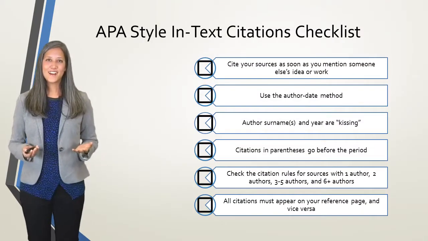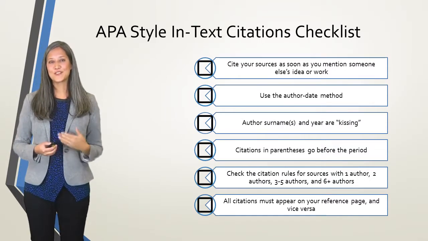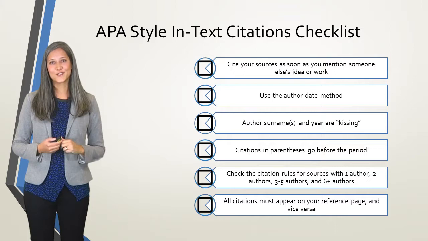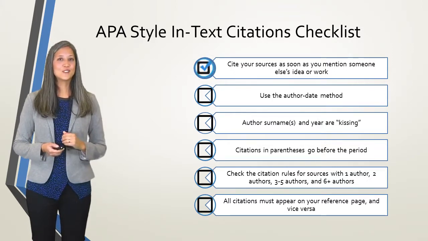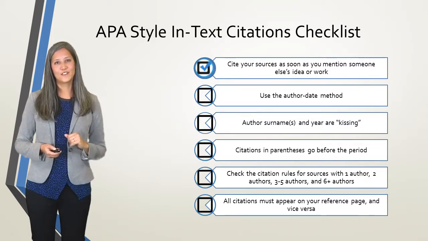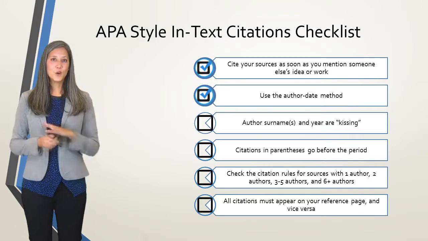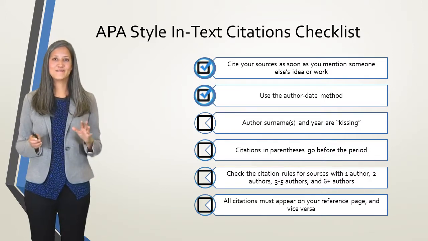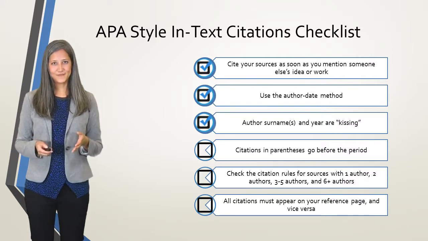Now you know how to create in-text citations in APA style in your papers. Here's a recap of some of the most important points covered in this tutorial. Cite your source as soon as you mention someone else's work or idea. Do not wait until the end of the paragraph. Use the author-date method of citation. Don't include any other information. The author and date should always be kissing.